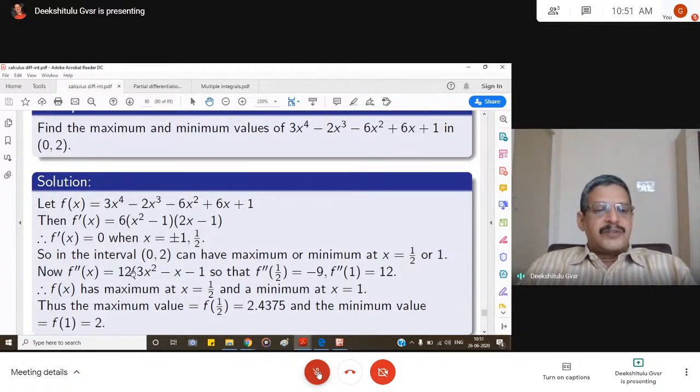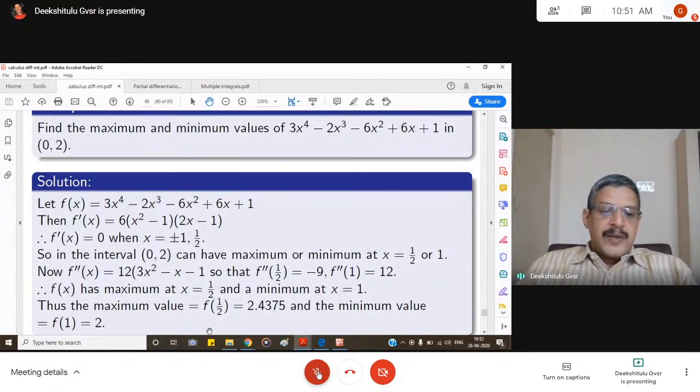Then find f''(x). What is f''(x)? This is 12 into (3x^2 minus x minus 1). Now substitute the points x equals 1/2 and 1. f''(1/2) is minus 9. f''(1) is equal to 12. Using step 3 in the procedure, whenever you have a negative value for f'', f has a maximum. So f(x) has a maximum at x is equal to 1/2 because f'' is negative. And f'' is positive means we have a minimum at x is equal to 1. These are the points at which we get the maximum and minimum.